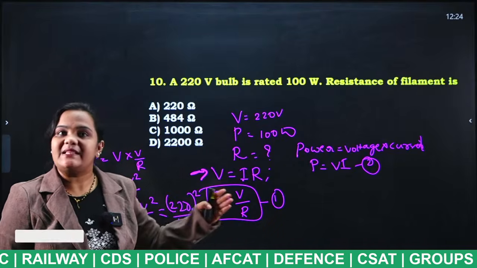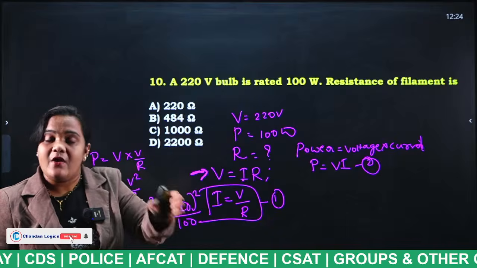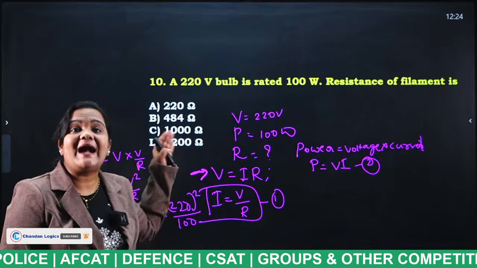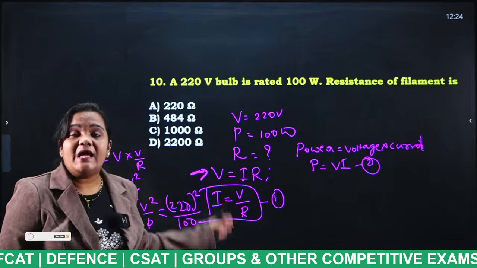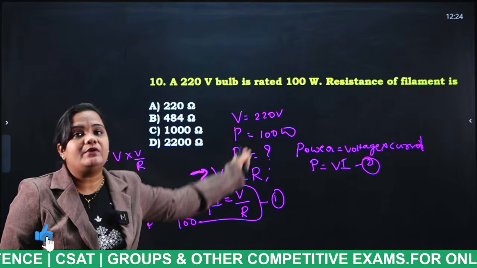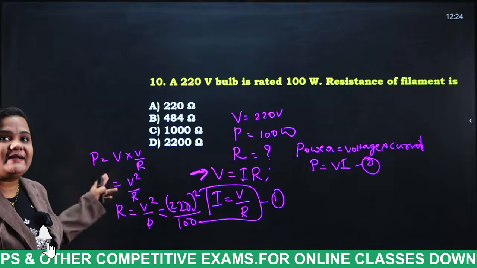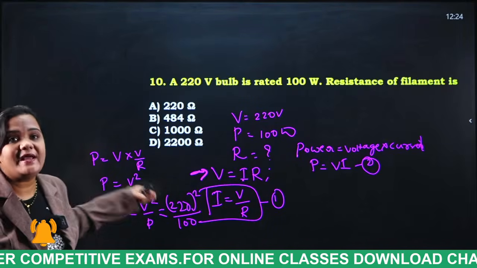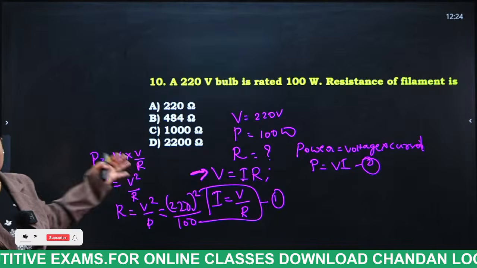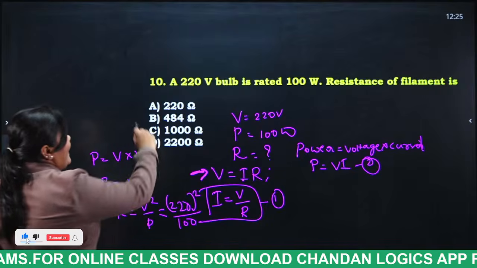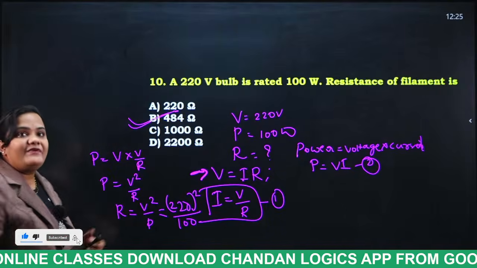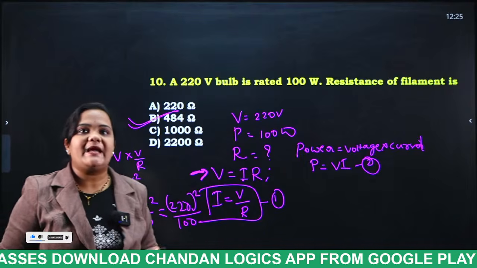Okay, power is nothing but voltage into current. From Ohm's law, we get current I equals V by R. If you substitute this I value in the power formula, we will get the resistance formula. From that formula, we substitute the given values and finally we will get the answer. So what is going to be the answer, students? Option B. Very good, students. Very good. Keep it up.